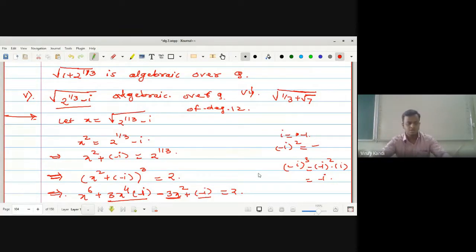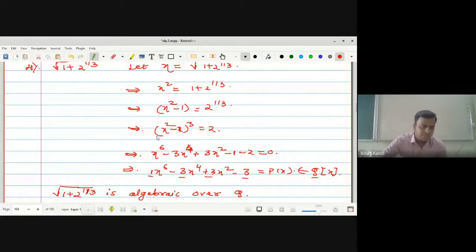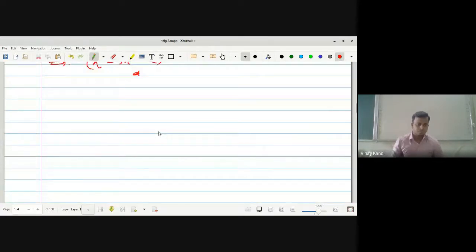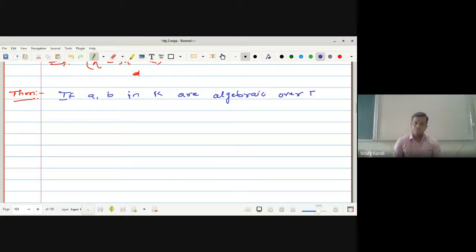Okay. Now the next is a theorem. Next theorem. If small a and small b are in K, and are algebraic over the field F of degree m and n respectively, m and n respectively.